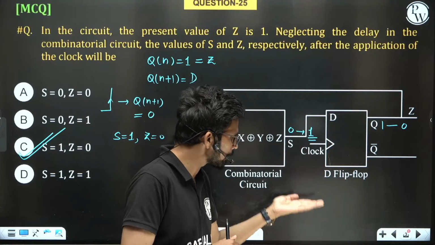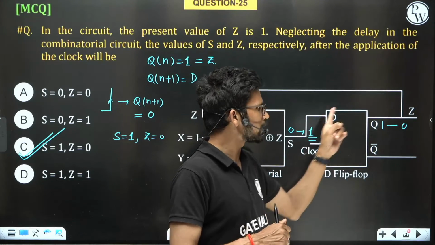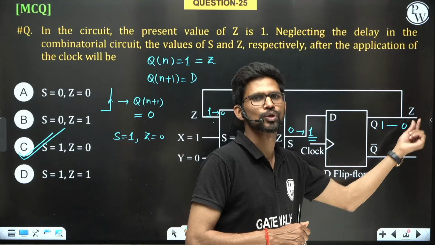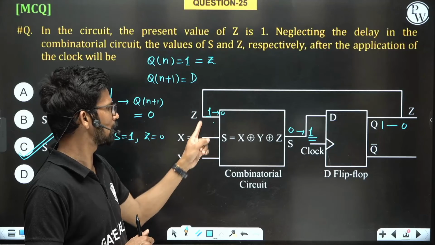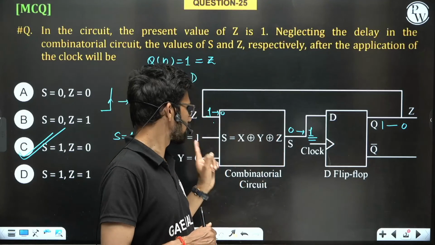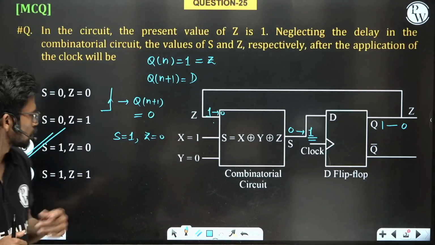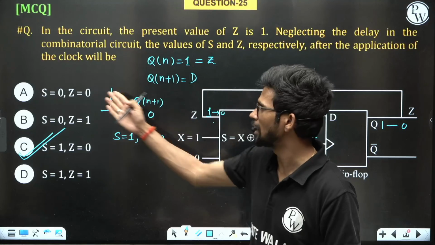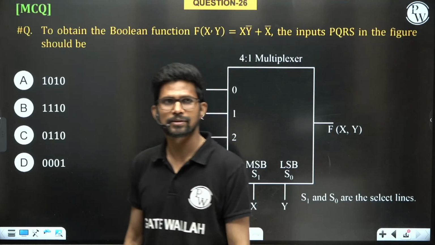Because if you apply the next clock, D input is now 1, this input will go to the next output, and the output will change from present output 0 to next output 1. And as soon as Z goes to 1, it will come in feedback, and 1 XOR 1 XOR 1 will become 0, and this continues. Okay, S will be 1 and Z will be 0 is the right answer. In a hurry, you can pick option A, 0 0. That is the wrong option. Let us discuss the next question.